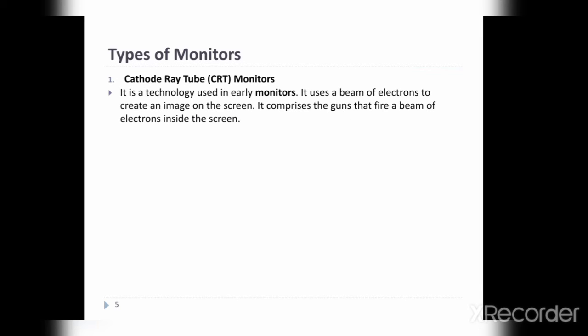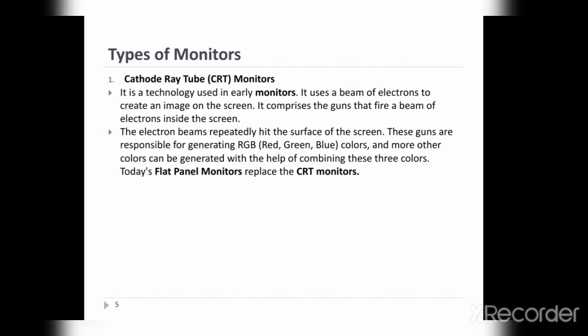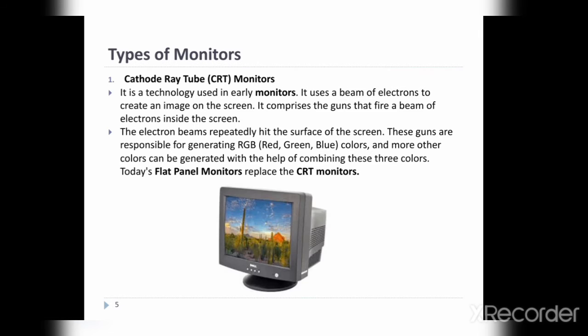Now next, there are some types of monitors. First is the cathode ray tube, CRT monitors. It is a technology used in early monitors. It uses a beam of electrons to create an image on the screen, and it comprises guns that fire a beam of electrons inside the screen. So this is the cathode ray tube, that is the CRT monitor. The electron beam repeatedly hits the surface of the screen. These guns are responsible for generating RGB, that is the color combination red, green and blue, and many other colors can be generated by combining these three colors. Today flat panel monitors replace the CRT monitors.